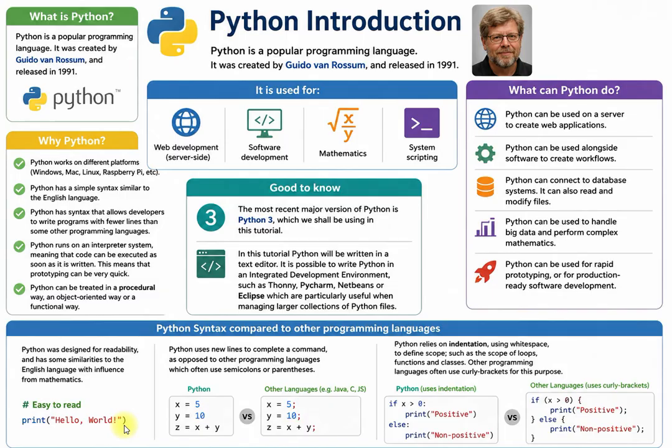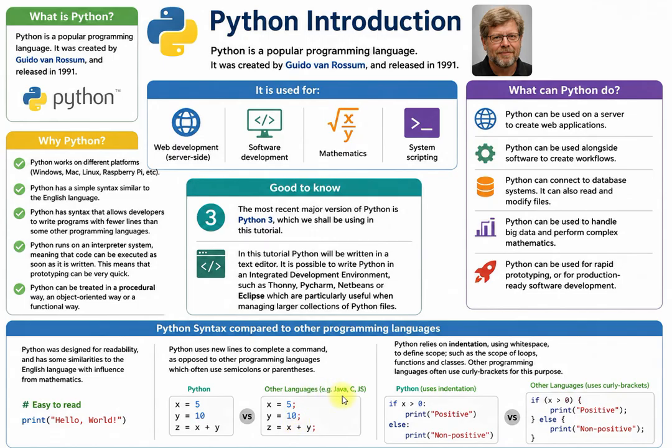Easy to read. And Python uses new lines to complete a command as opposed to other programming languages which often use semicolons or parentheses. Don't need to use semicolons, okay? Just in Python, x equal to 5, y equal to 10, z equal to x plus y. So we will see in the next section, okay, how to run the Python program and how to install Python in our system. We will see that in the next sections.